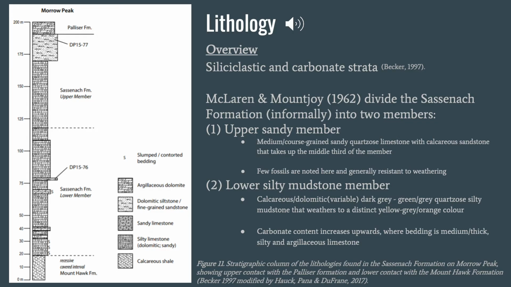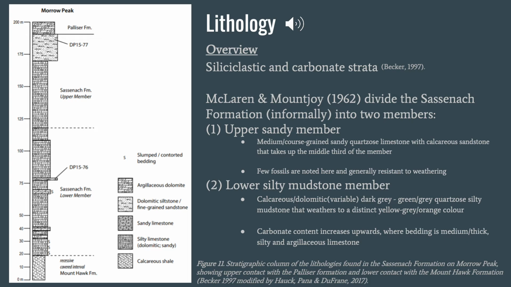Now for lithology. So a general overview of the Sassenach Formation is that it is siliciclastic and carbonate strata. But to be more detailed, McLaren and Mountjoy divide the Sassenach Formation informally into two members, the first being the Upper Sandy member. This member is medium to coarse-grained sandy quartzose limestone containing calcareous sandstone that takes up approximately the middle third of the member. You can see that in Figure 11 on the left-hand side. Few fossils are noted here, and generally it is resistant to weathering.